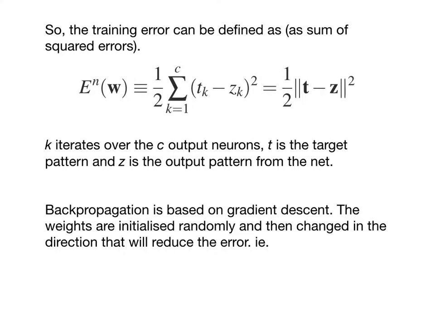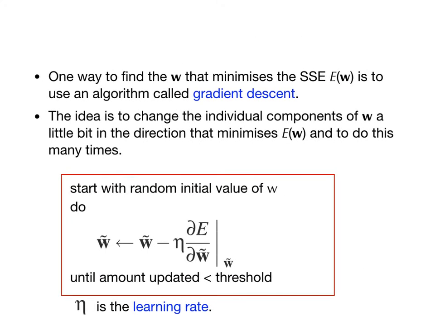So k is going to iterate over the C output neurons, t is the target pattern, z is the output pattern, and the backpropagation algorithm that we're going to use is based on gradient descent. The idea is the weights are initialized randomly, and then we're going to change them in the direction that will reduce the error. So we've already seen that before. It looks like this.